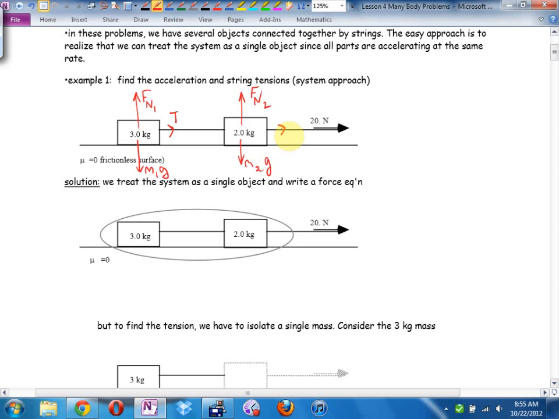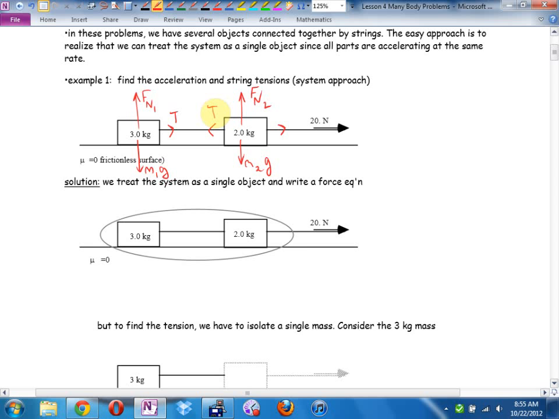What else? There is one more. Tension going backwards. Tension going back, because it's also got a rope. What really is happening is that the 2 kilogram is tugging on the 3 kilogram, which is slowing it down. There's our free body diagram.